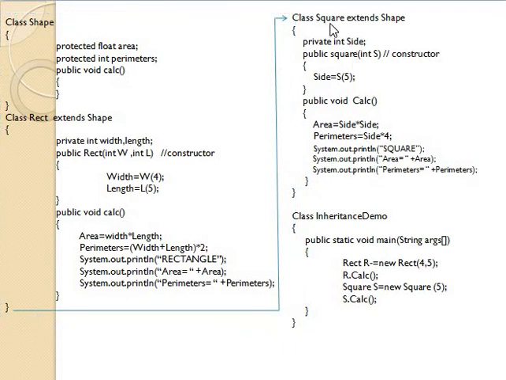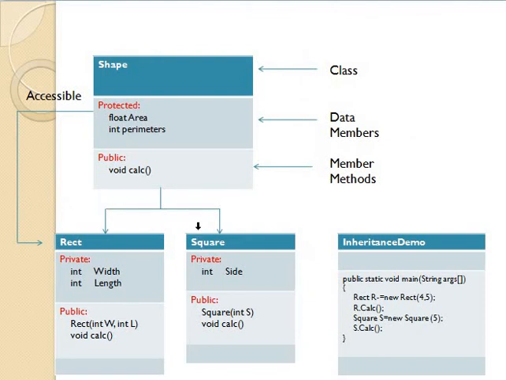Then look at here, they have declared another derived class square which acquires or inherits the properties of the base class shape using the extends keyword. So this is what is shown here. The derived class square inherits the properties of the base class shape.